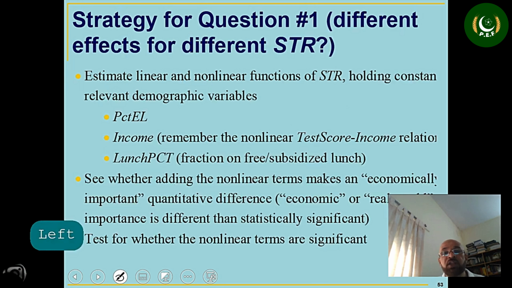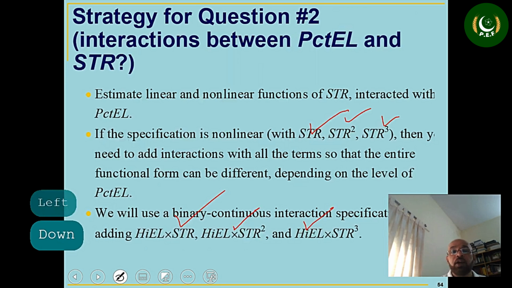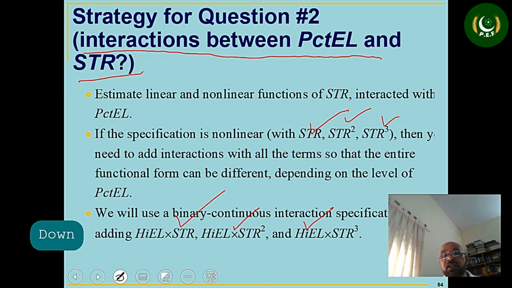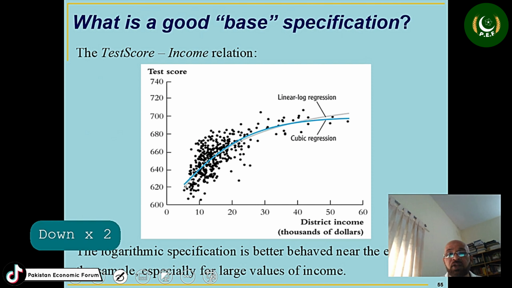So our first question is different effects for different student-teacher ratio. Second is interaction between percentage English learners and student-teacher ratio. Is student-teacher ratio along with low percentage English learners or high percentage English learners going to have some impact on test score? And finally, what is a good base specification? For that, I have already mentioned a few points. I'll mention again.